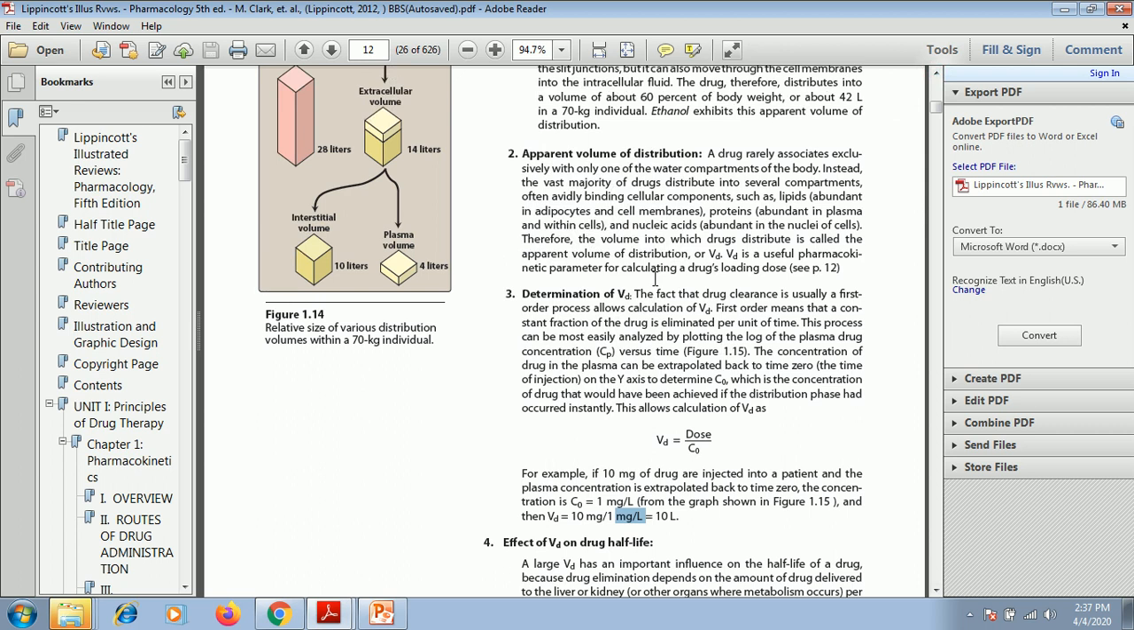Another thing VD determines is where the drug is distributed. If the value of VD is small, then the drug mostly confines itself to the plasma. If the calculated value of VD is very large, since it is hypothetical, the value could be in thousands, which is not physically possible. It means the drug has distributed itself into tissues.